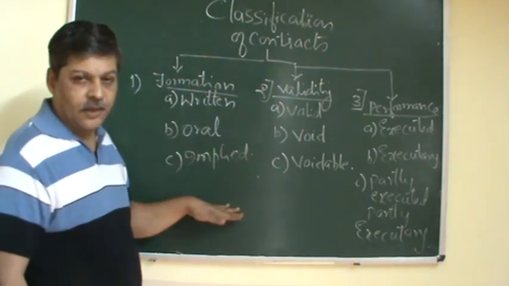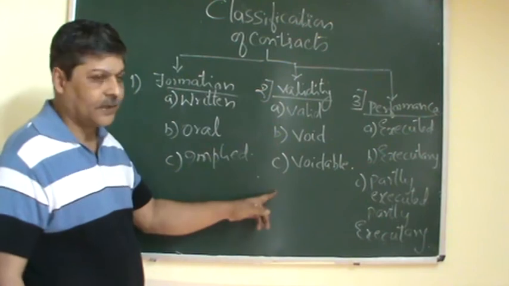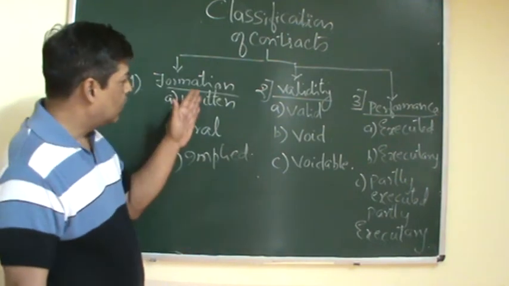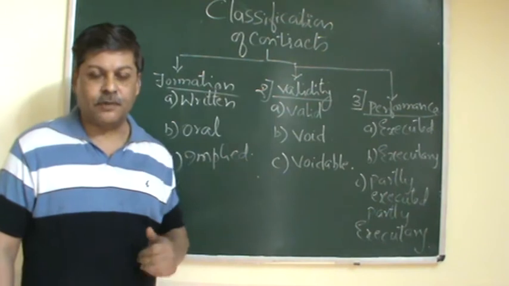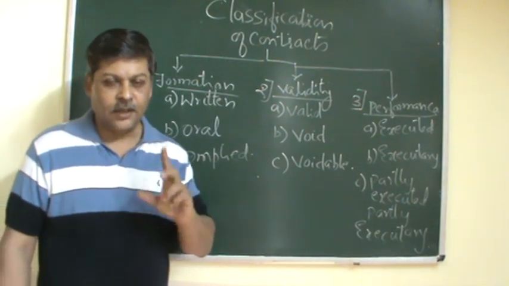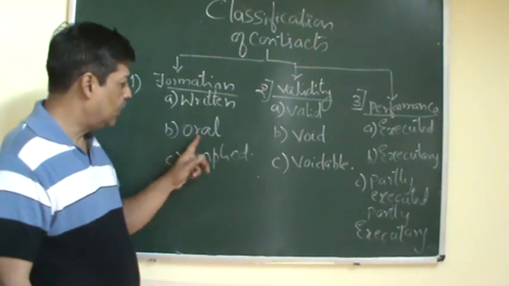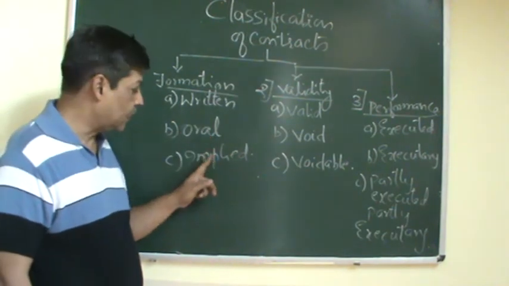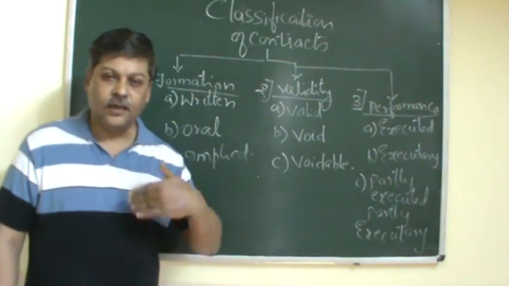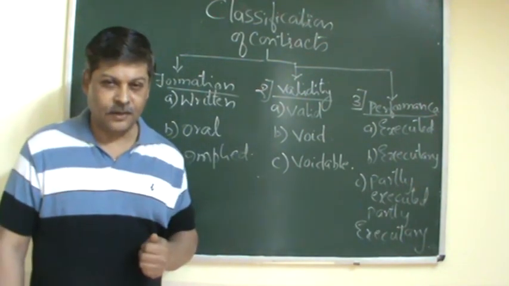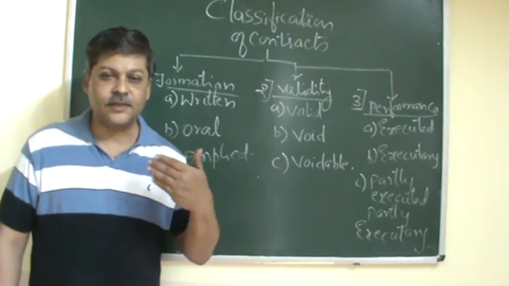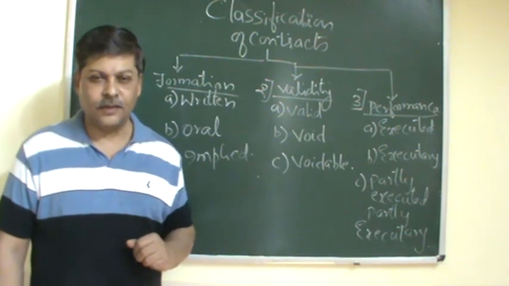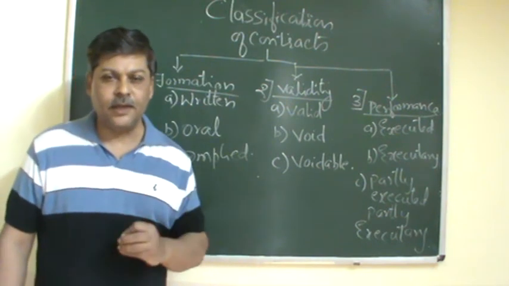And again, in each part you have 3 types of contracts. We'll try to understand each part with examples. First, we will take the formation. Based on the formation of the contract, you can find written contract, oral contract, and implied contract. These are 3 types based on the formation, the establishment. How is the contract established? Either it is established in written form, or it may be in oral form, or maybe in implied form. With that, we will take this for the discussion.